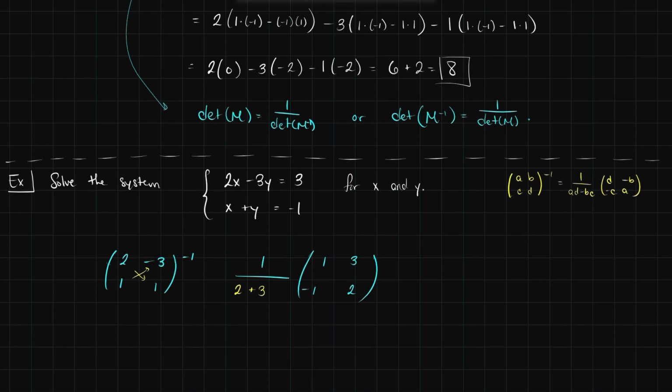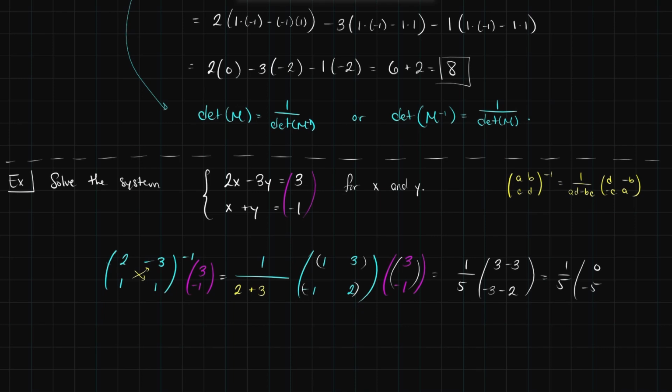Let's go ahead and grab my vector 3, negative 1 and place it right here and here. And we can arrive at a solution real quick. That's 1/5. And then we're looking at rows against columns. We have 3 times 1 minus 1 times 3, and we have 3 times negative 1 minus, or plus 1, negative 1 times 2 is going to give me minus 2. Looks like we have 1/5 on 0, negative 5, also known as 0, negative 1.